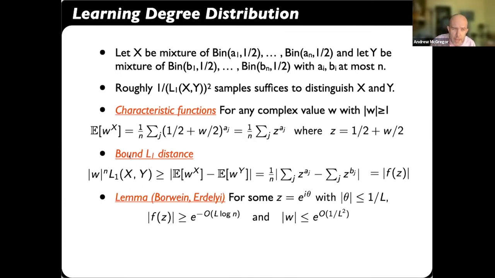So if we want to find a lower bound on this variational distance, we want to ensure that this polynomial is not too small and this value is not too large, because then when we divide through by it, we'll get a decent bound on the variational distance. Well, there's this lemma that says, for any polynomial where the coefficients are +1, -1, or 0, you can find a value z, equivalently a value w, such that f of z is not ridiculously tiny and w is not ridiculously large.